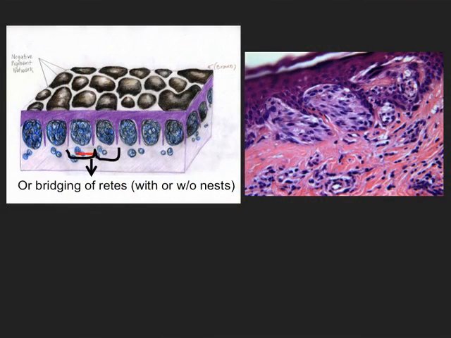Now, what does a negative network consist of histologically? It's one of two things. It's either due to bridging of reedy ridges, or it's due to a melanocytic tumor that's sitting where the nest, instead of being a sphere, is actually more tubular in shape, right?